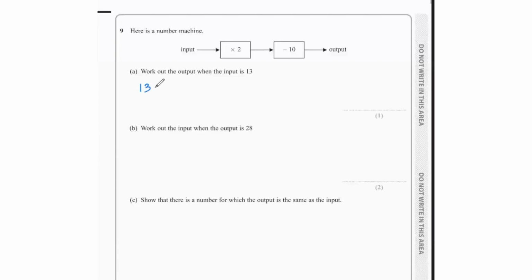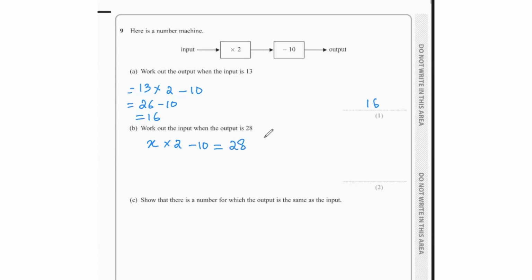So that's 13 times 2 minus 10. 13 times 2 is going to be 26. 26 minus 10 is 16. Then it says work out the input when the output is 28. So x times 2 minus 10 equals 28.